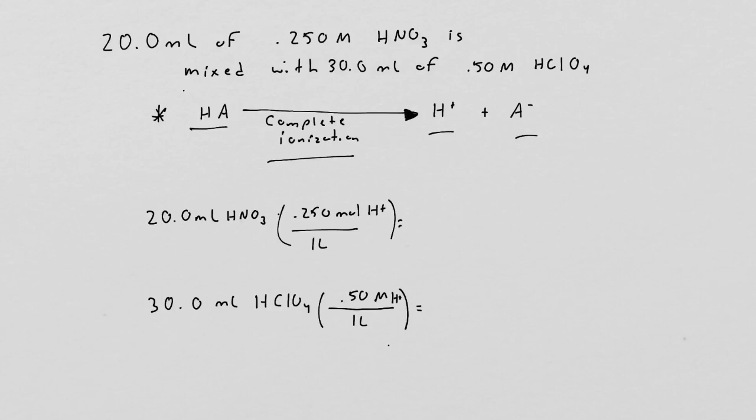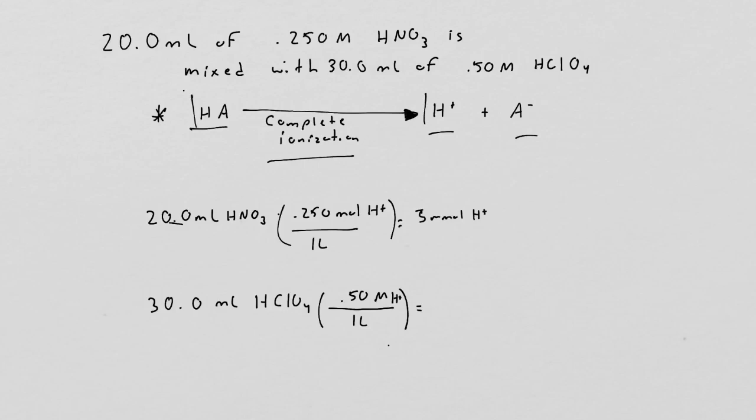Really all you want to do is figure out how many millimoles you have and put it over the total milliliters and just add it up, right? So if you take your 20 milliliters of HNO3 and multiply it by 0.250, you get 1/4 of 20, which is 5 millimoles of hydronium from the first acid, the HNO3, a strong acid that completely ionizes. So we assume that for every 1 mole of this, we get 1 mole of that.